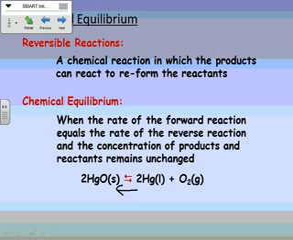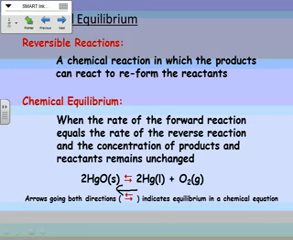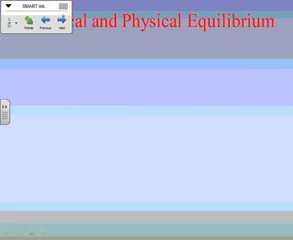Now just because the rates are equal doesn't mean that the concentrations on each side are equal, which we'll talk about also. Arrows going both directions indicates equilibrium, and you may see that written like this. Sometimes you're going to see it as half arrows written like this. Every once in a while you might see it like this. They all mean pretty much the same thing.